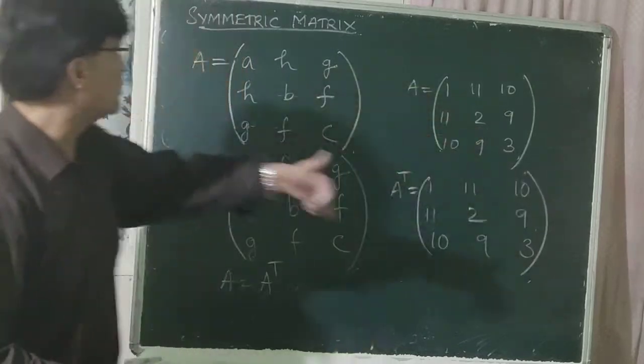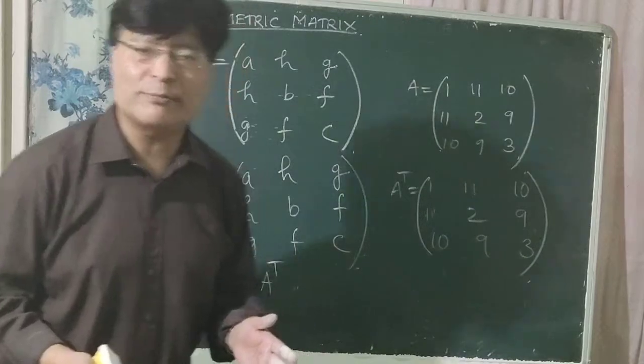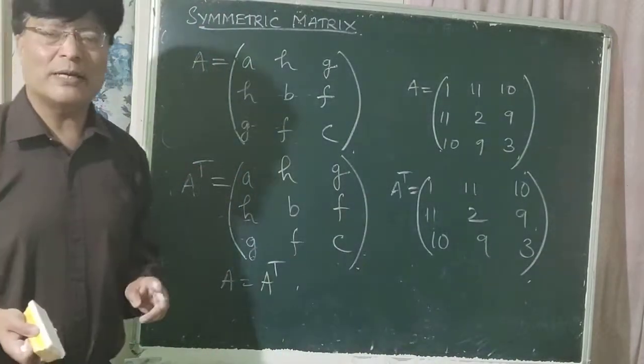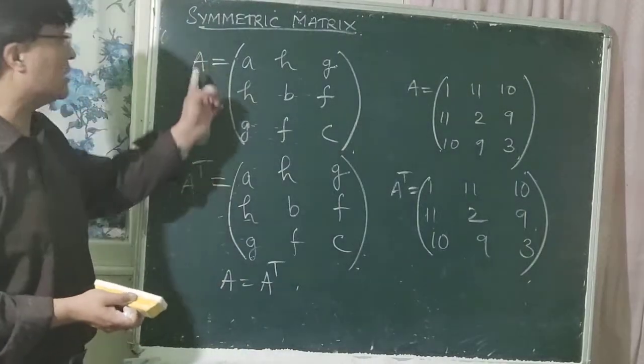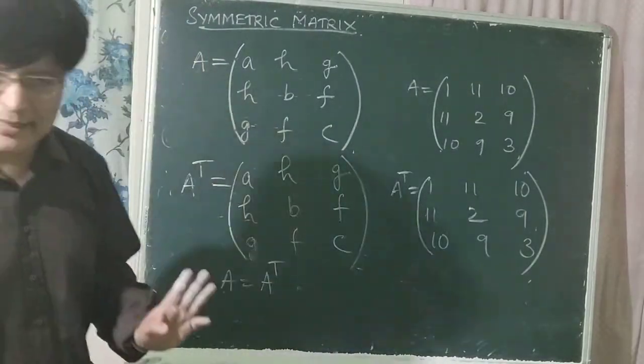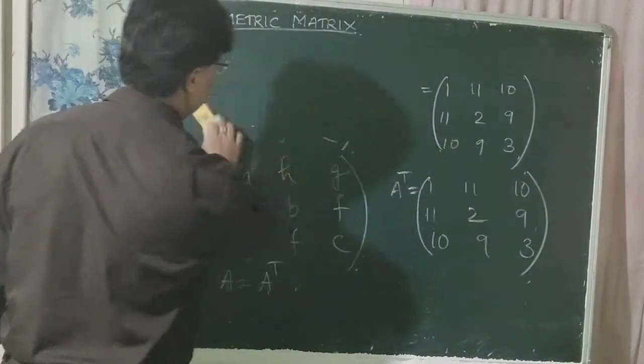So this type of matrix is known as what? Symmetric matrix. So what is the definition of symmetric matrix? A square matrix A is said to be a symmetric matrix if A transpose is equal to A. Is that clear to all of you now? So this is the case of symmetric matrix.